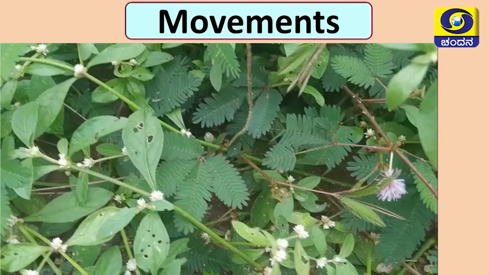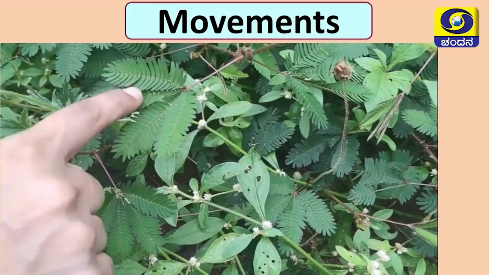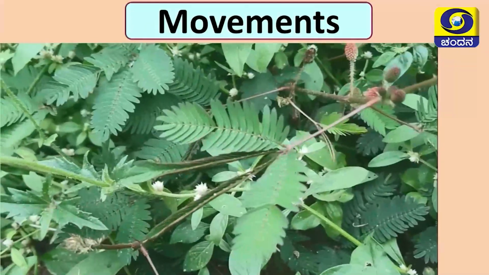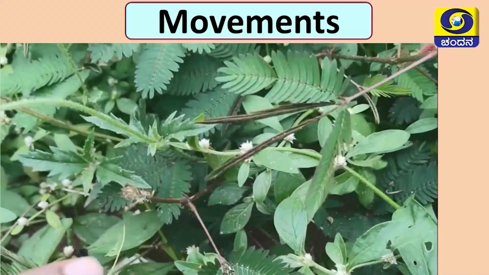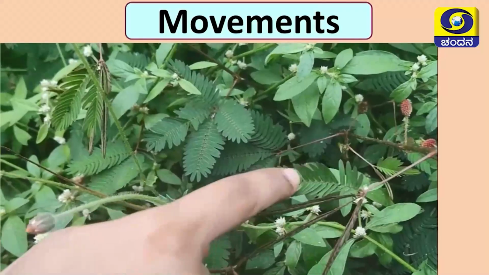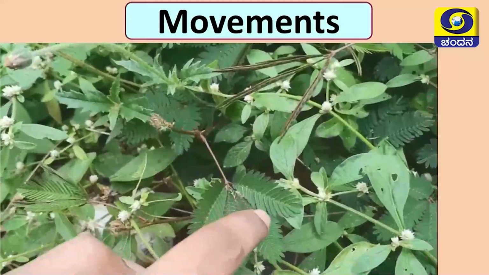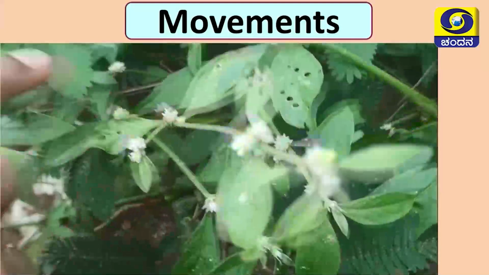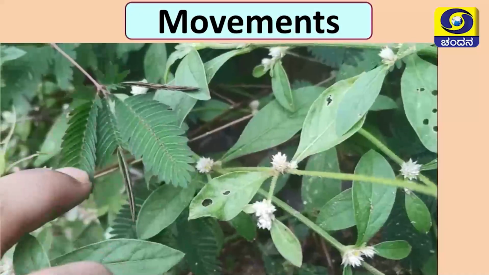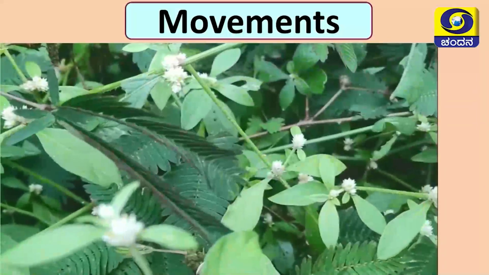Now, let us come to the chapter. So, let us see here what is taking place. You can see that a kid is touching the plant of Mimosa pudica. What is happening here? The leaves are closing in this plant. So, as soon as it is touched, it is moving. So, this is one type of movement you see in plants. Let us see several other types of movements in plants.